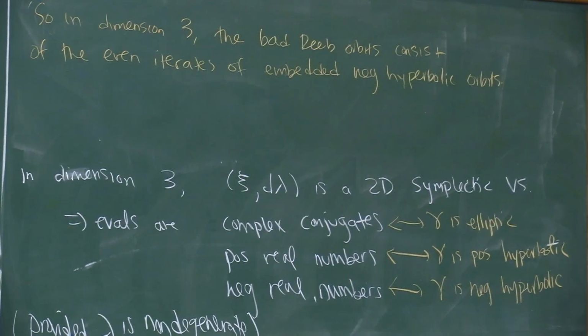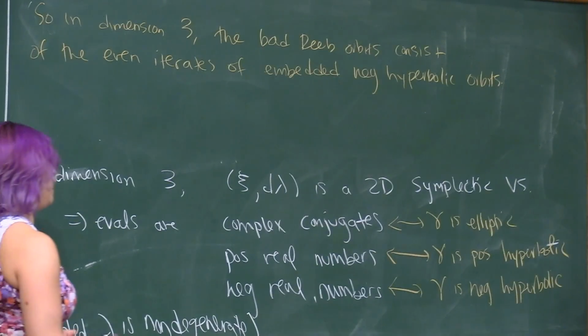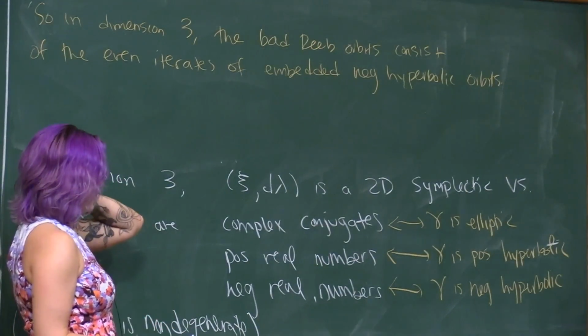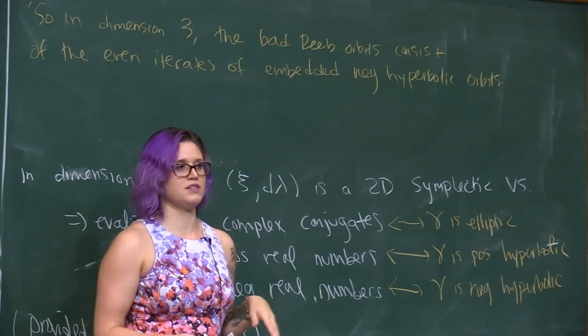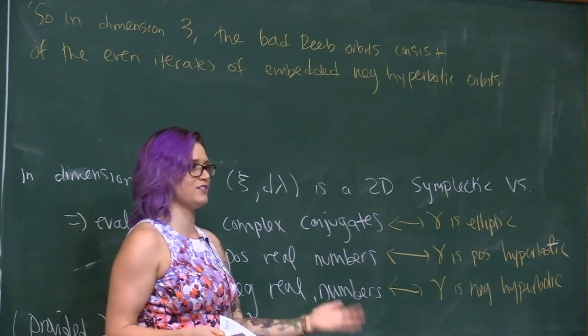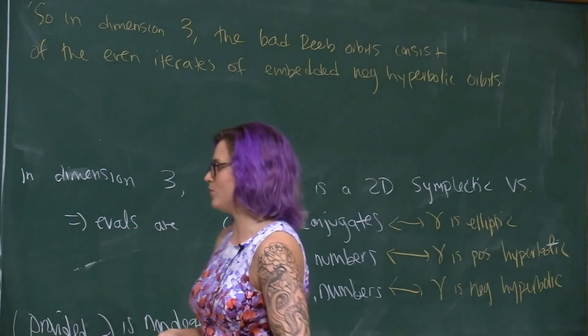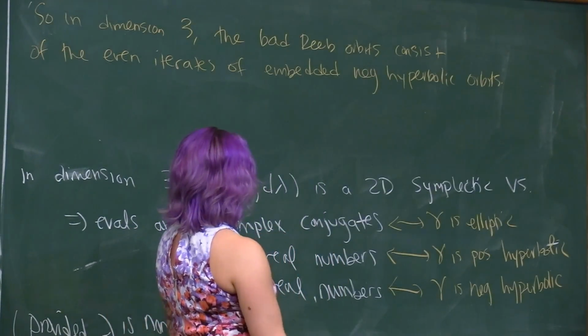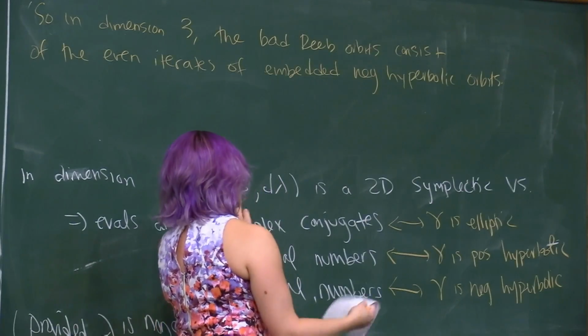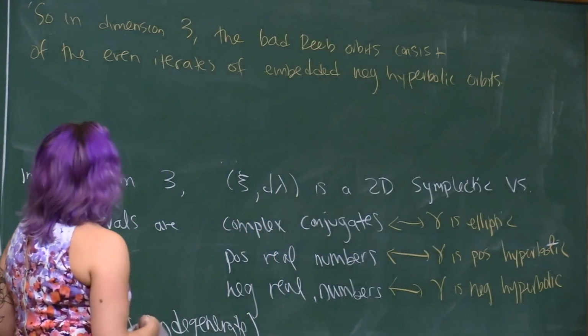And when Vinny gives his talks, you'll see that in the embedded contact homology chain complex, elliptic orbits are treated differently from hyperbolic orbits, and it's for a similar sort of reason, although not identical. But you'll unfortunately continue to see this junk about elliptic and hyperbolic orbits, and it's important in dimension 3.